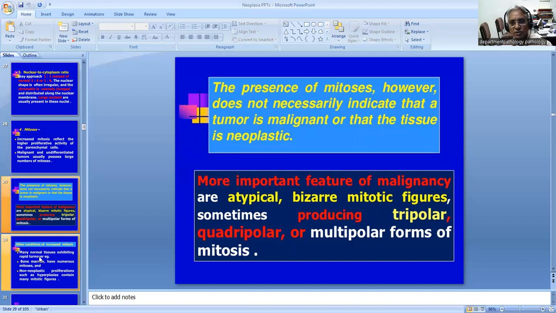However, the presence of mitosis does not necessarily mean that the tumor is malignant or the tissue is neoplastic, because mitotic activity in the normal range is found in the dividing cell, but an increase of mitosis is an atypical feature. So a more important feature of malignancy is atypical bizarre mitotic figures, sometimes producing tripolar, quadripolar, or multipolar forms of mitosis.